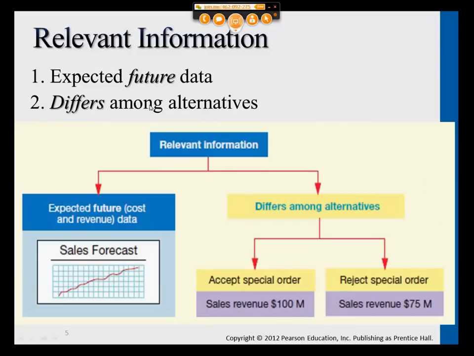So let's look at this. We have relevant information. That consists of expected future cost and revenue data. Some data in the very expected future, right? Like a sales forecast as an example. And then we're also going to have some other alternatives that will have similar information. So for example, do we accept the special order or do we reject the special order? Some alternatives.